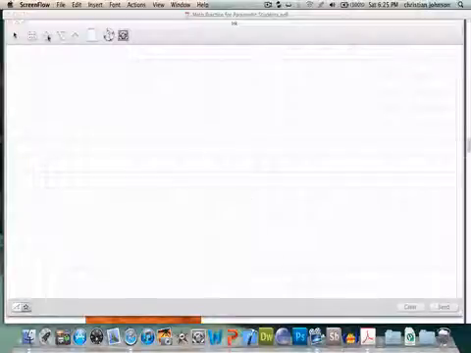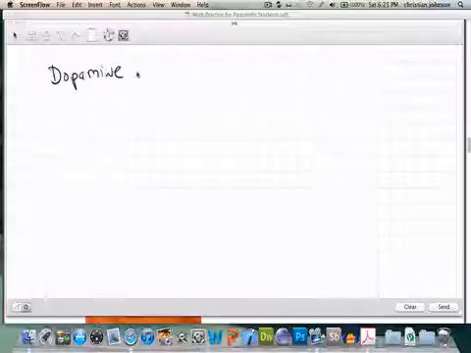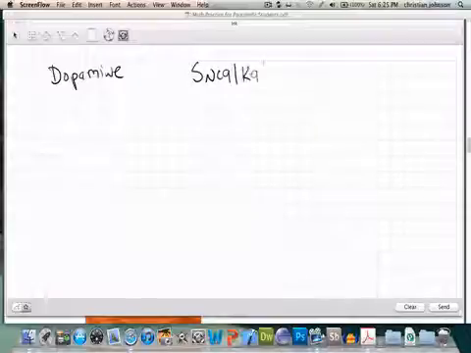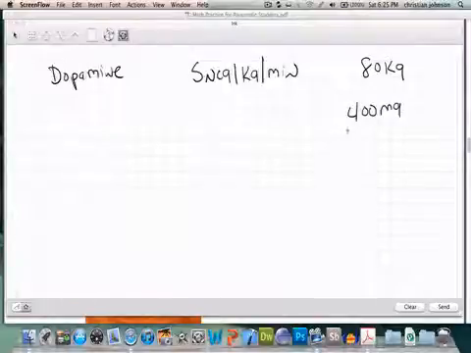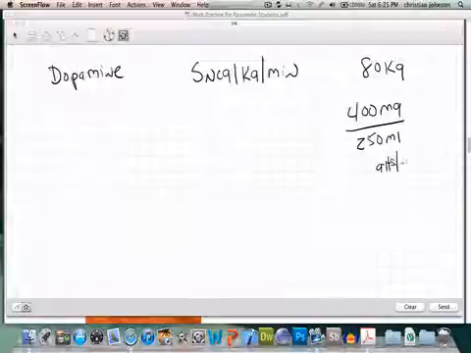Now we're going to do the dreaded dopamine question. Schools love giving dopamine problems because dopamine, as medics, is one of the only drips that we do that is also weight-based. So here's your classic dopamine question. You are to give dopamine at 5 micrograms per kilogram per minute. Your patient weighs 80 kilograms. You have 400 milligrams in 250 mLs. What is your drip rate, using a 60 drop set?